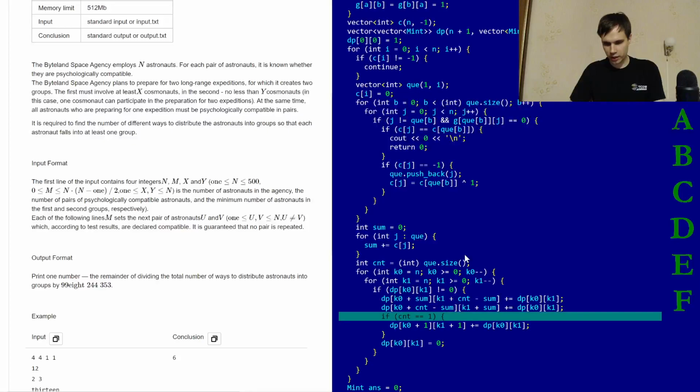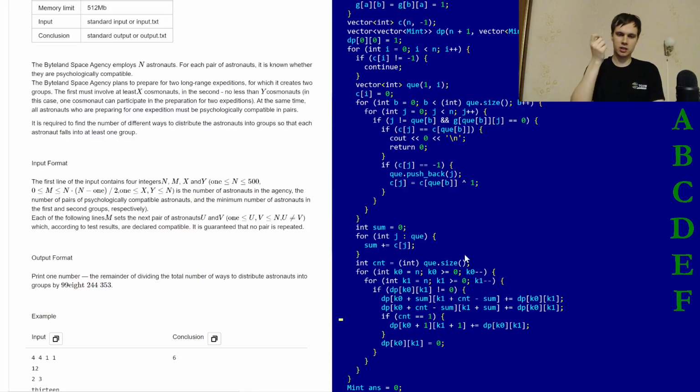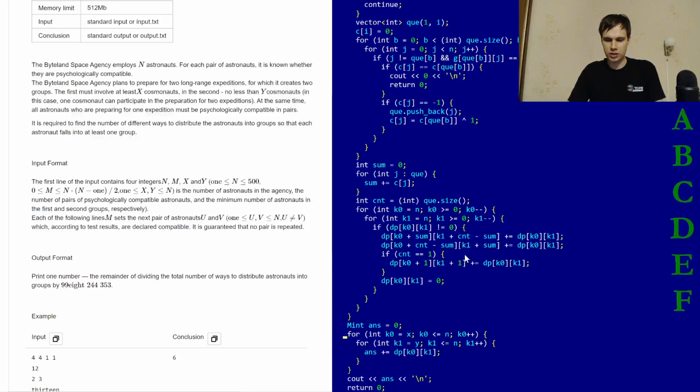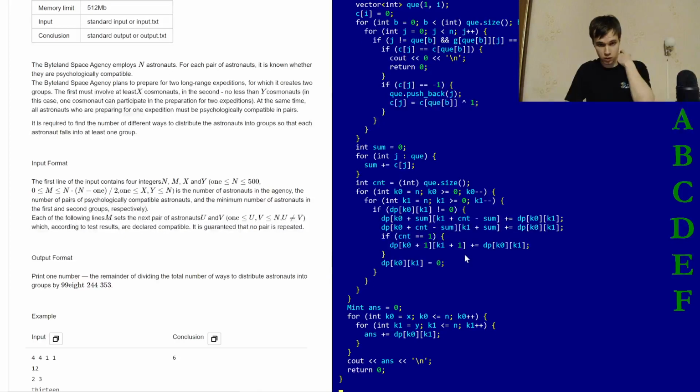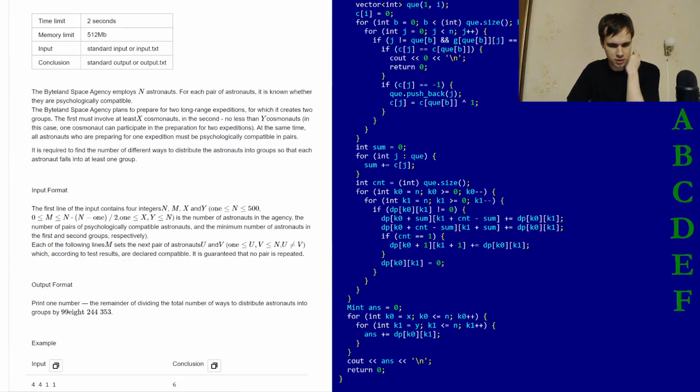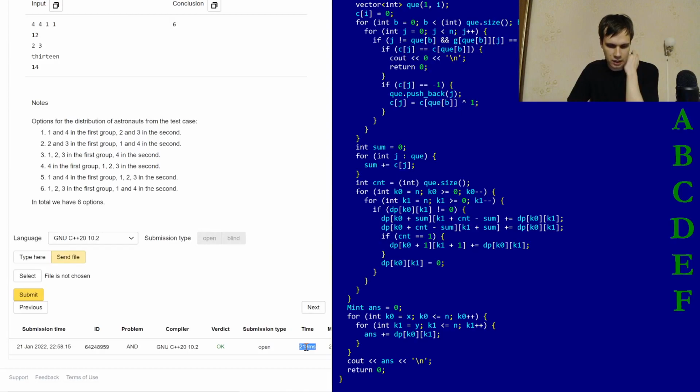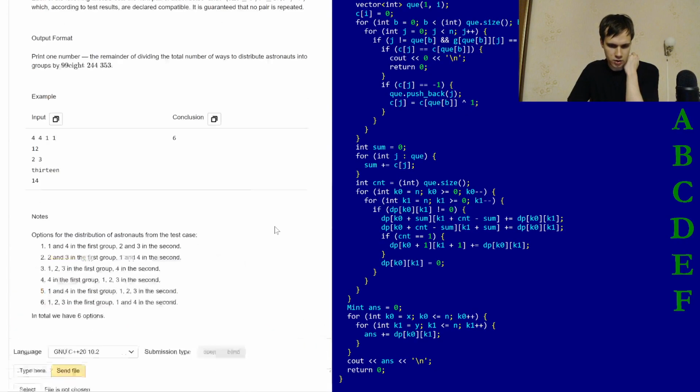But we can do them one way or the other way. And also, if we have just one vertex in a component, then we can assign it to both cliques, actually. So we have one more transition in this case. And in the end, we just sum the dp values over all k0 and k1 from x and from y respectively. So that's it. That's n cube for 502 seconds. But yeah, it passed in just 0.2, so it's pretty good.